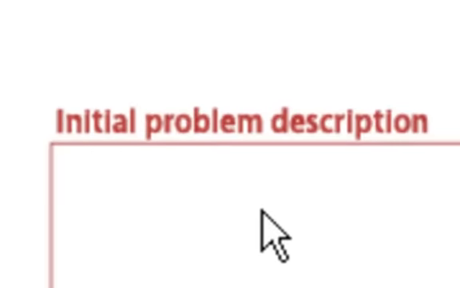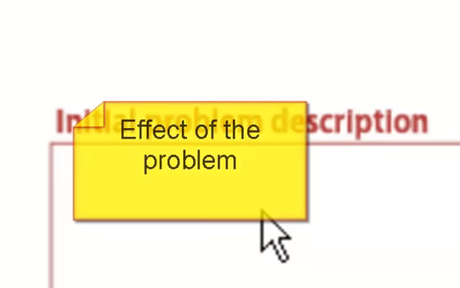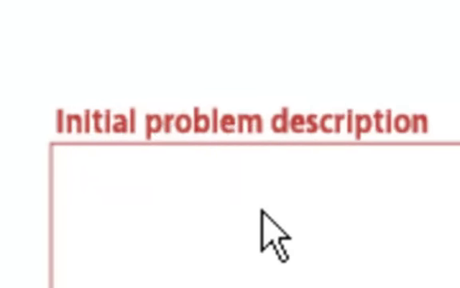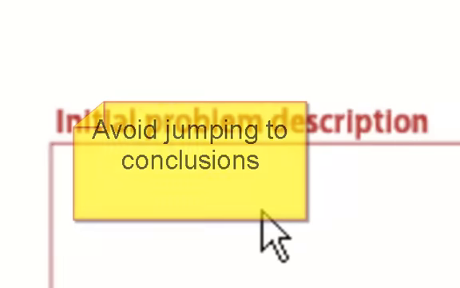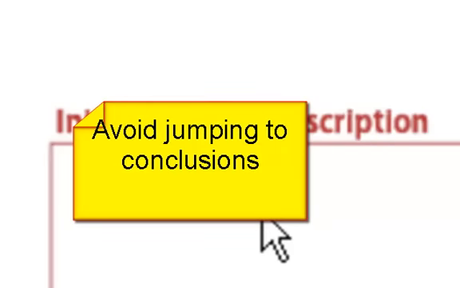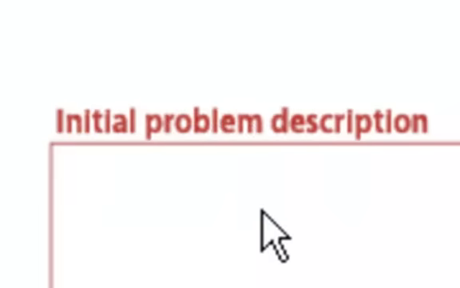First is the initial problem description. Now, in this box, what we want to capture is the effect of the problem. In other words, when we describe the problem, we don't describe the potential cause of the problem, because we want to make sure that when we're trying to solve the problem, we don't jump straight to conclusions about what may be wrong. So for example, when you're going to the doctor, you don't say to the doctor, I'm ill and here's what I think is wrong with me. Typically what you'll say is you'll explain the symptoms.